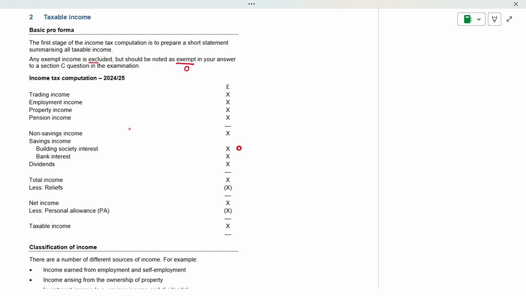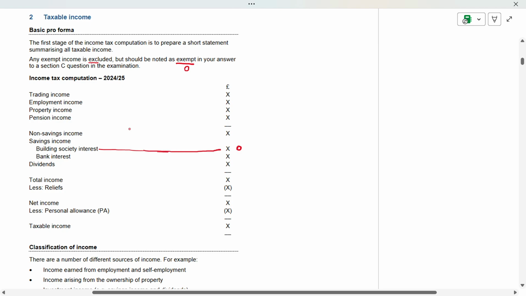Then you will have the trading income. Do you write exempt or just put zero, is it considered as exempt? No, for building society interest you have to write building society interest. How much is there? It is zero. But do you write exempt, or is zero considered as exempt? You have to mention that it is exempt. Clarity has to be there.